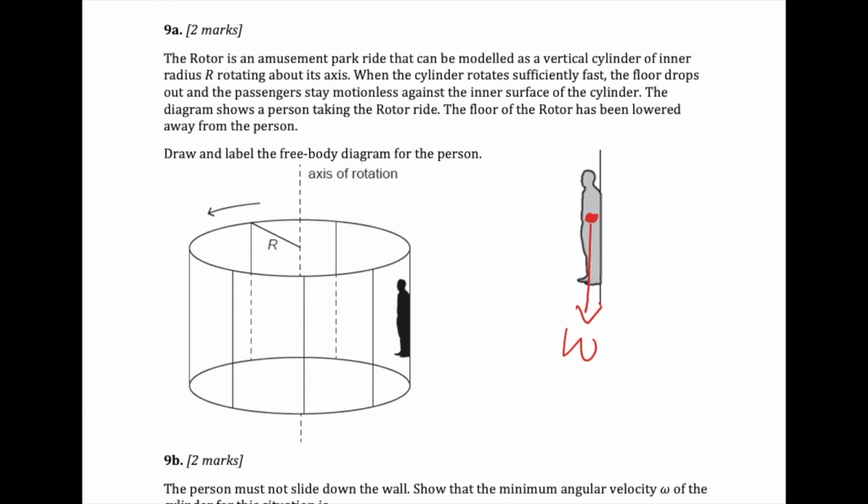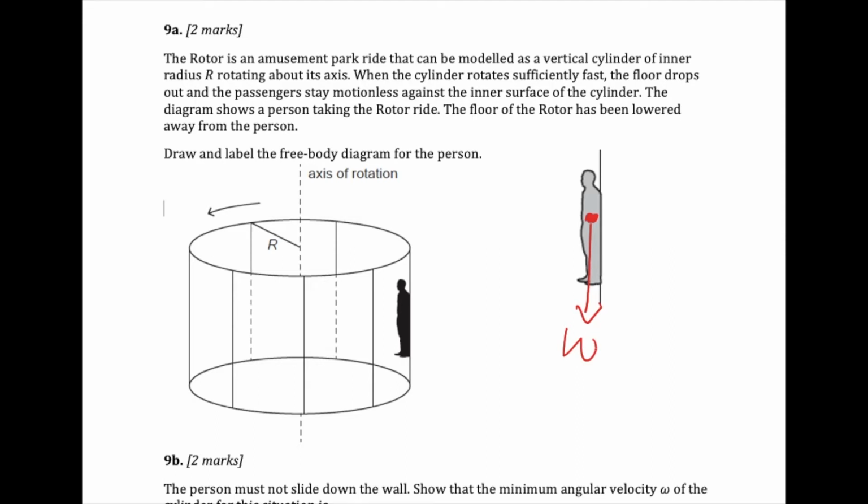Hi there, this is part 2 of my solutions for the topic 610 review set, the paper 2 style questions, starting with number 9. First, we're asked to draw a free body diagram for the mass that is stationary as the rotation is taking place.